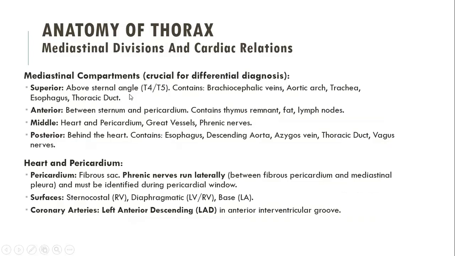So now we come to the anatomy of thorax. It has basically mediastinal divisions and it has the cardiac relation. Now, what are the mediastinal compartments? They are crucial for the differential diagnosis. It has basically four compartments: superior compartment, anterior compartment, middle compartment, and posterior compartment.